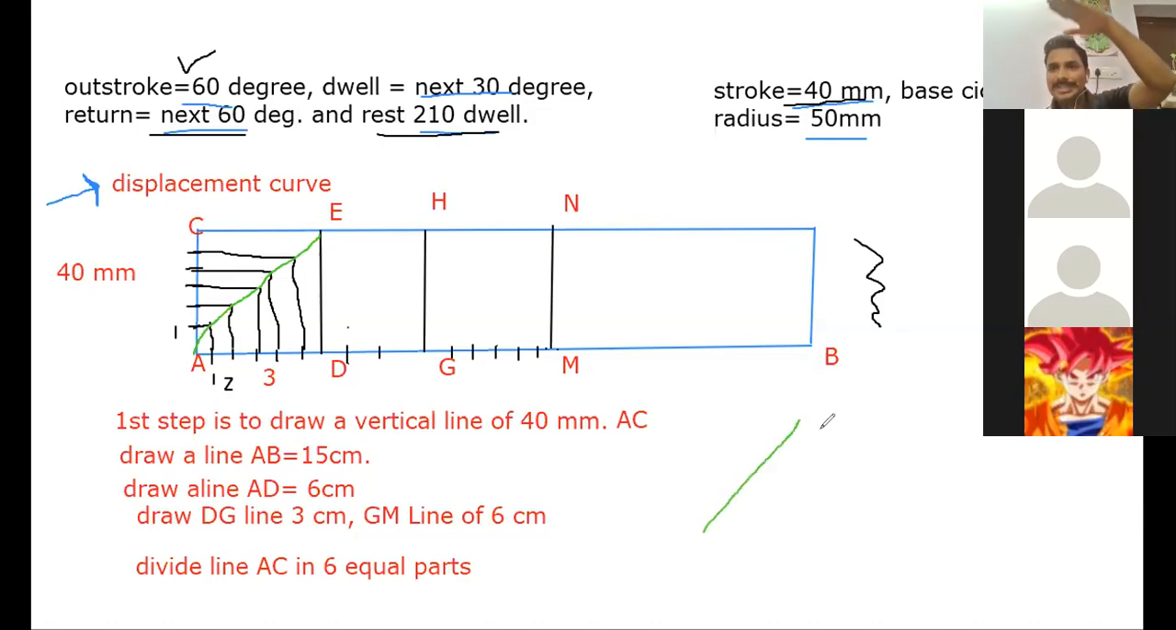That is, the follower is lifting upwards. Okay, the follower is moving upwards, and the maximum distance that the follower has moved is how much? 40 mm. Clear? It is 40 mm because the stroke was given to me as 40 mm. Correct. Now the question says for the next 30 degrees it is dwell. Dwell means the follower will remain at 40 mm distance. Now in the return stroke, the follower will come from the topmost position to the downward direction, that is, to the bottommost point.